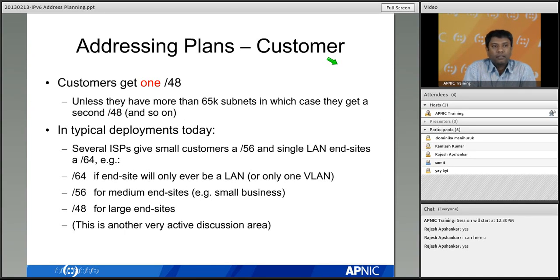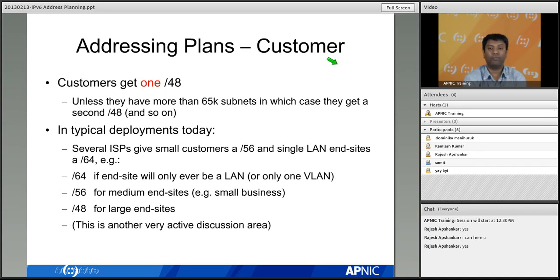Then who will not be multi-homed, like end users? What is the deployment plan for end users, home users, right? For the home users, you can give /64, you can give /56, or anything in between, right? Normally the best practice according to the APNIC addressing guideline is /64, if you are 100% confirmed your customer will have only one link. What is that?